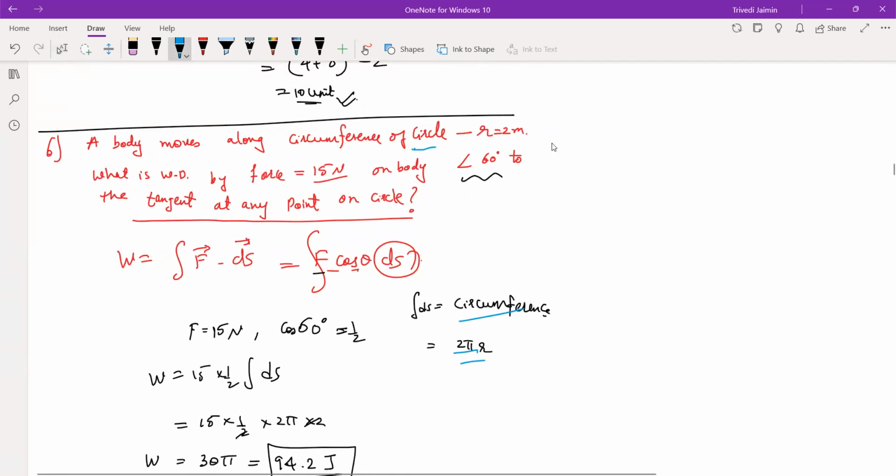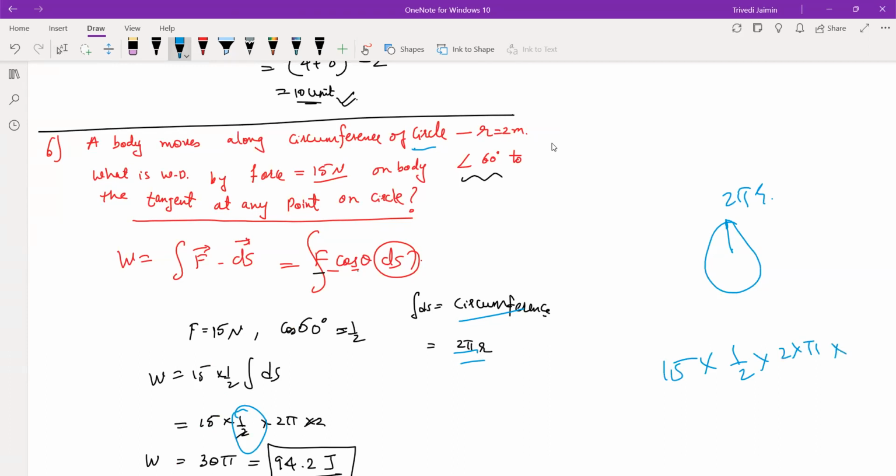So distance is as body moves along a circle. So circumference is 2 pi r. R is the radius that is given in question. Force into this distance, and cos theta is 60 degrees. 60 is half. That's it. So multiply all, 15 into half into 2 into pi into 2 meters. This all are SI unit, right? Newton, and this is meter, yeah. 30 pi. So 30 means pi, 3.14. So around, yeah, 94.2.